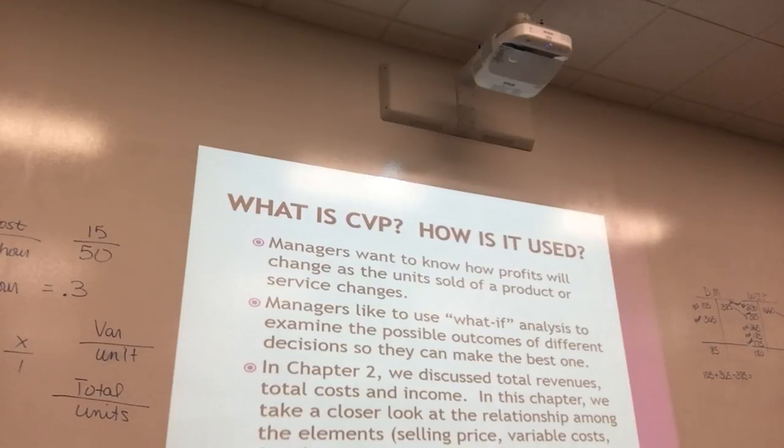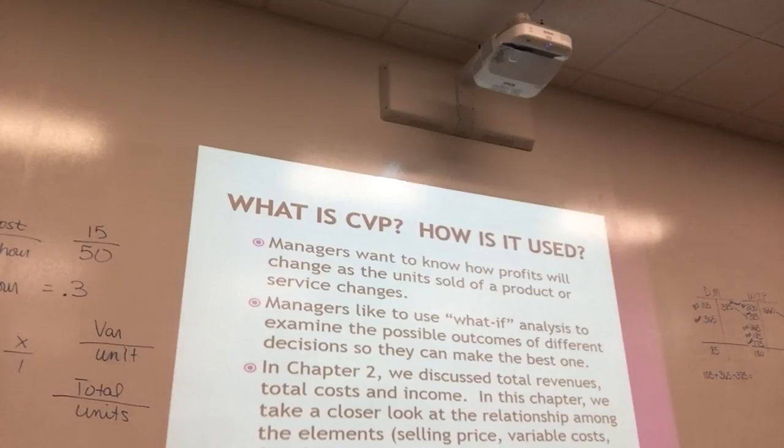So what the cost volume analysis does is kind of like what we did in that one problem where we started off with 150 and then we looked at what happens when it becomes 150, or we started off with 125, then we looked at what happens at 150. Okay, so what we're doing is looking at costs and adjusting our numbers based on the number of units that we produce.